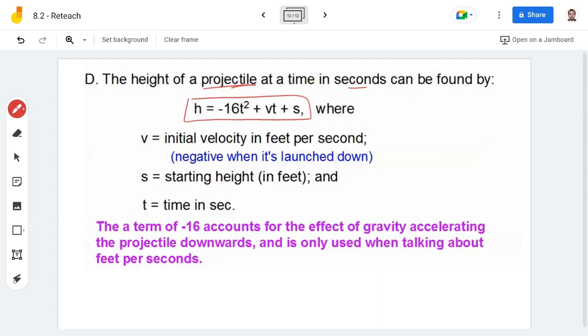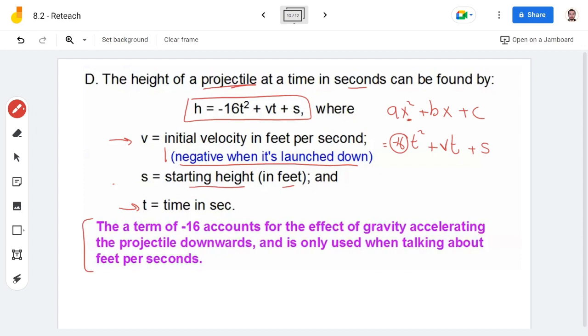It looks like the standard form of the quadratic, ax squared plus bx plus c. It's a similar thing, but we just change the variables. So x will be t squared, b will be v, the initial velocity, c will be s, the starting height, and a will be, let's say, negative 16. Now, v is the initial velocity, negative when it's launched down. s is the starting height in feet, and t is the time.